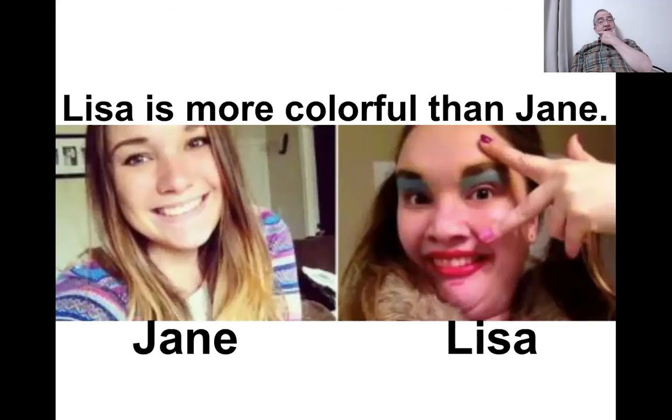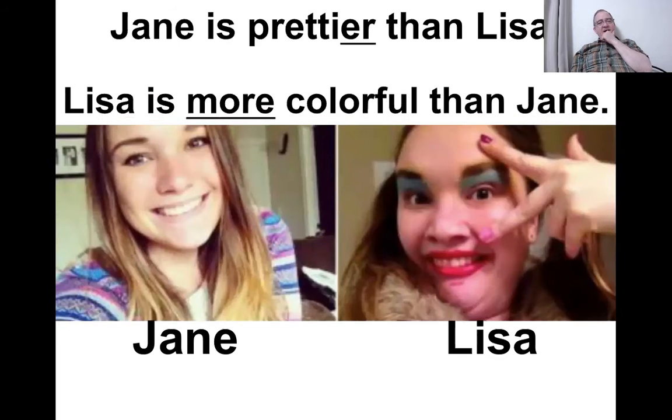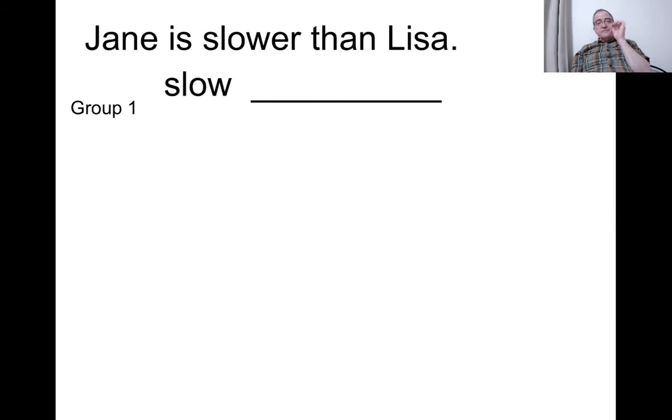We can also say Lisa is more colorful than Jane. Oh, look at that terrible color on Lisa's face. Lisa is more colorful than, okay? It means Lisa has more color. Now let's study this grammar. We see here that Jane is slower than Lisa.